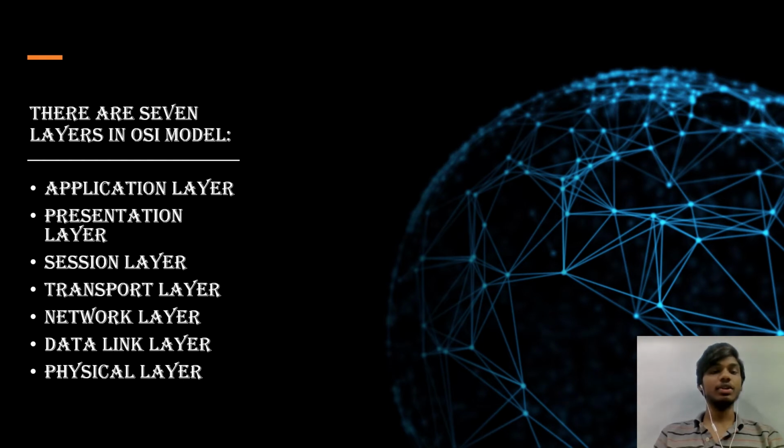There are 7 layers in OSI model. They are application layer, presentation layer, session layer, transport layer, network layer, data link layer, physical layer. All these layers contain a package of protocols.